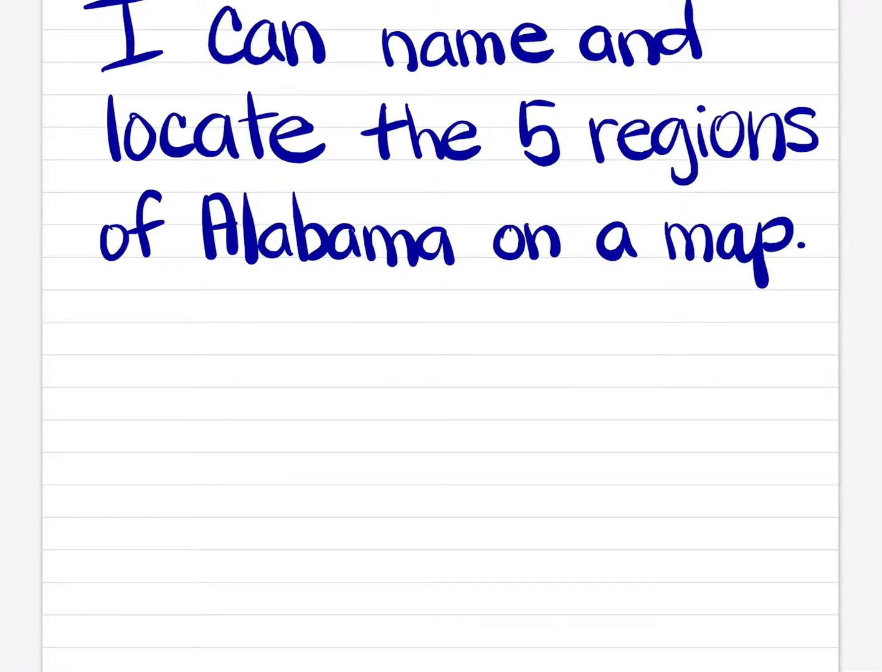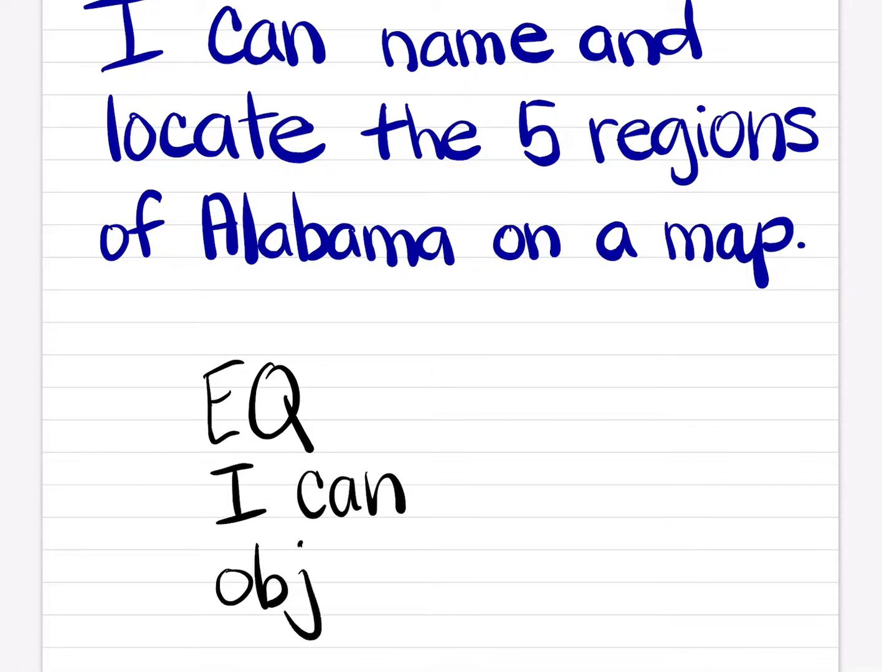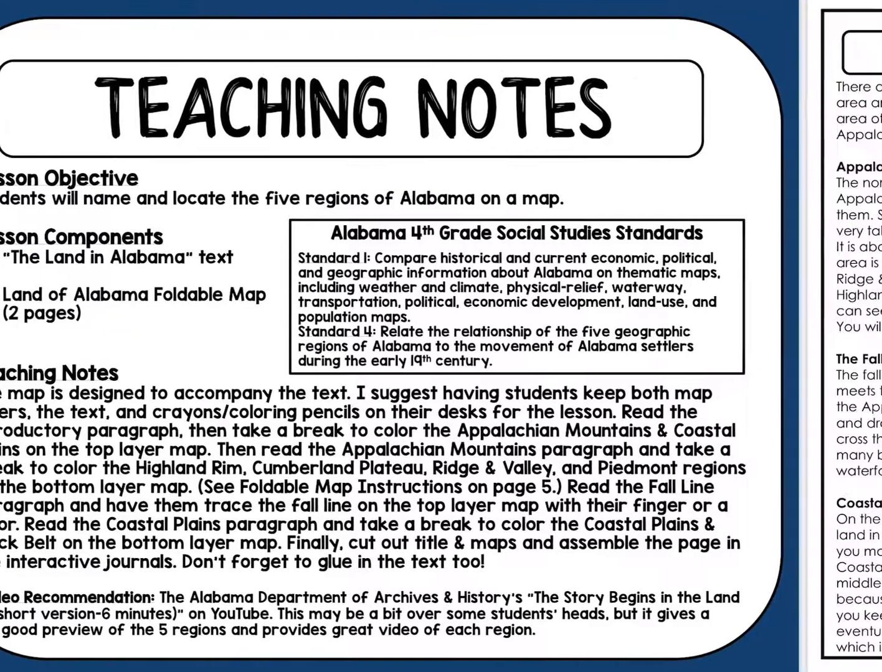Our objective, or I can statement, sometimes it's the EQ, the essential question. So whenever you hear me say EQ, essential question, I can, objective, or standard, those all kind of mean the same thing, and they mean it's what you need to be able to know by the end of this lesson. So I can name and locate the 5 regions of Alabama on a map.